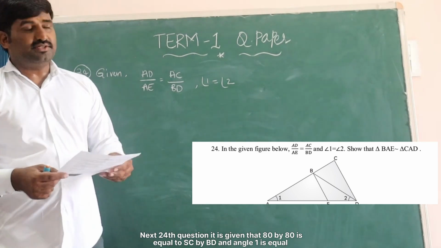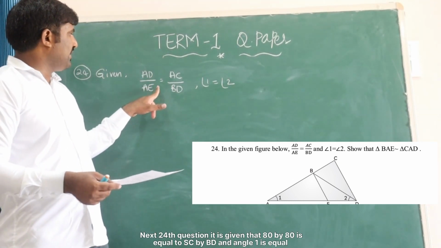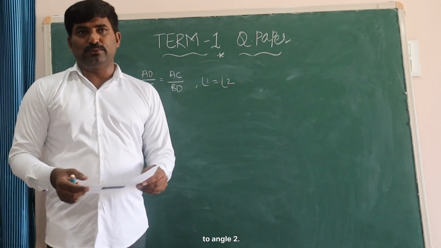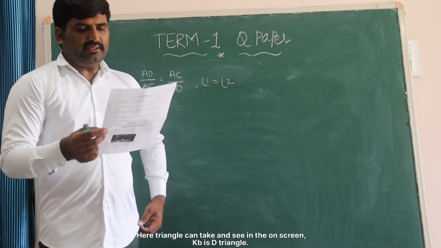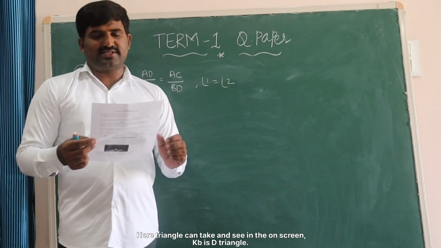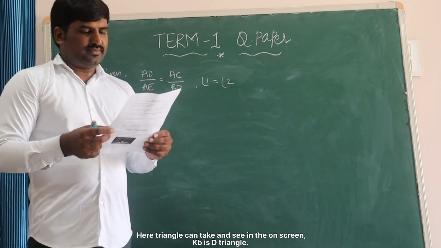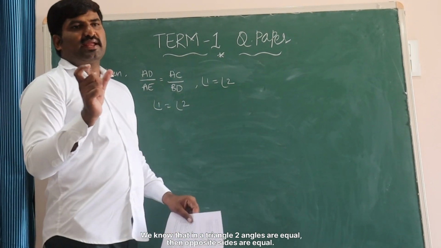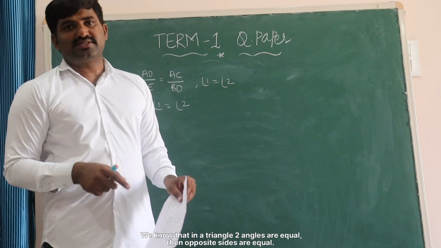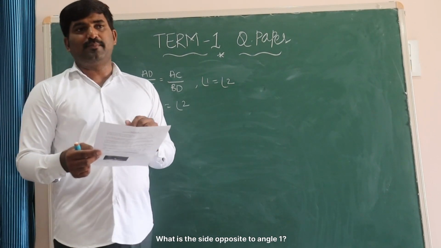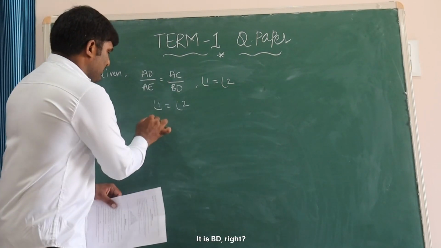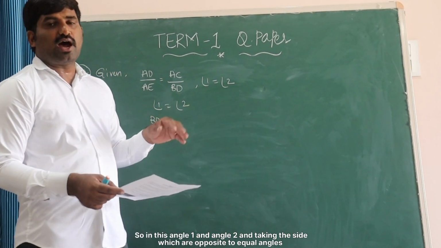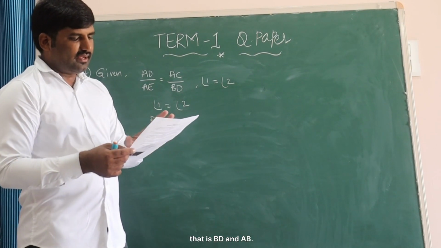Next, 24th question. It is given that AD by AE is equal to AC by BD and angle 1 is equal to angle 2. Here you can take the triangle ABCD as seen on the screen. Here angle 1 is equal to angle 2 is given. We know that in a triangle, if two angles are equal, their opposite sides are equal. What is the side opposite to angle 1? It is BD, right? So in place of angle 1 and angle 2, I am taking the sides which are opposite to the equal angles, that is BD and AB.